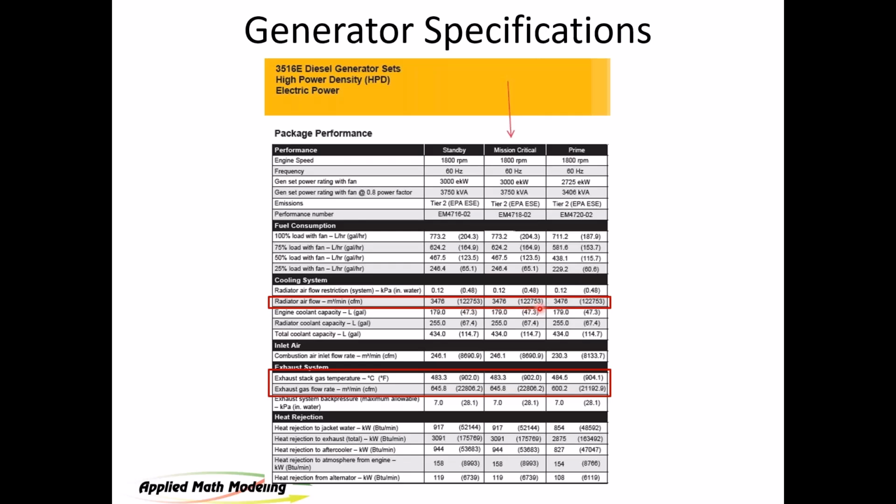Radiator airflow. You need to know what the mass flow rate is of that inlet. You also need to know the approximate size of it, which you can usually get from the CAD drawing of it or the cut sheet of it.